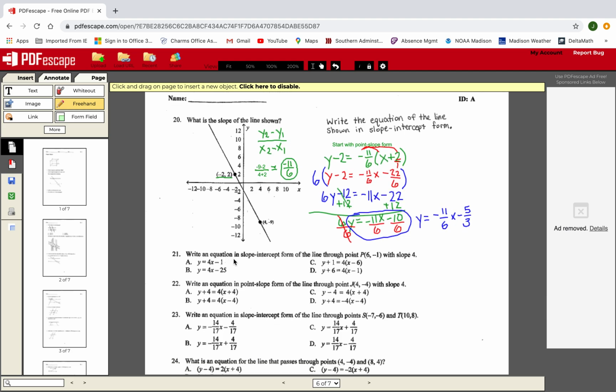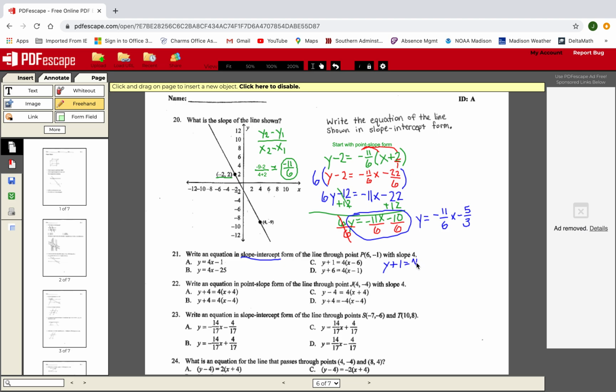Okay, 21 wants you to write an equation in slope-intercept form of the line through point 6, negative 1 with slope of 4. This is exactly what we just did. I have a point and a slope. So I first need to write it in point slope form and then change it to slope-intercept form. And goodness, please, everybody make sure you're reading the questions on the test. This one's slope-intercept form. If I write this equation in point slope form, I've got y minus my y value, which is negative 1, minus a negative, gives me plus 1 there, equals my slope of 4.